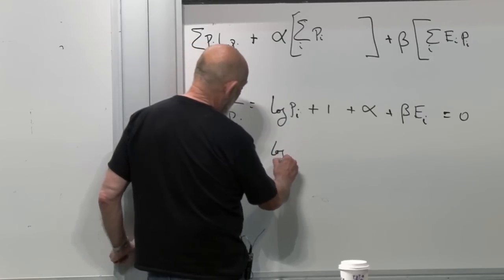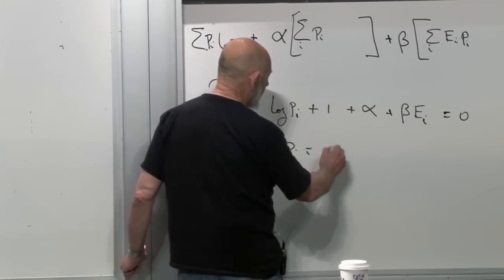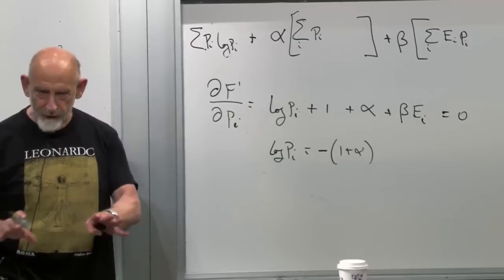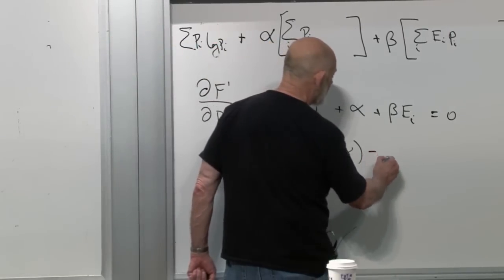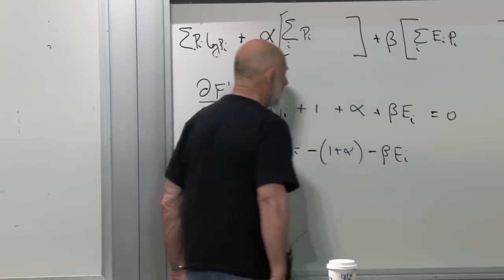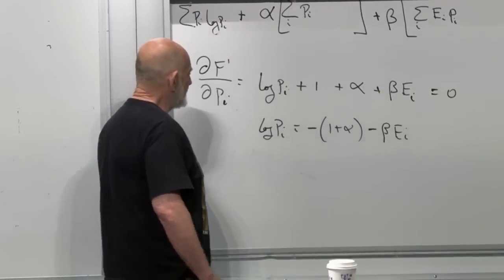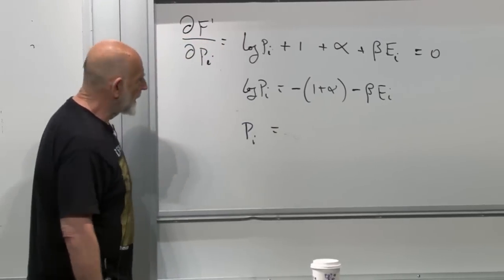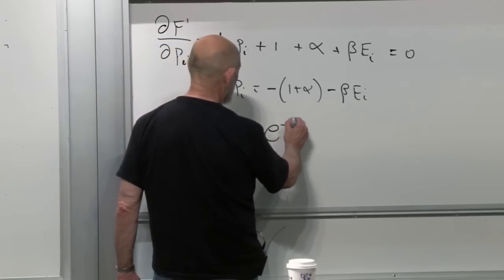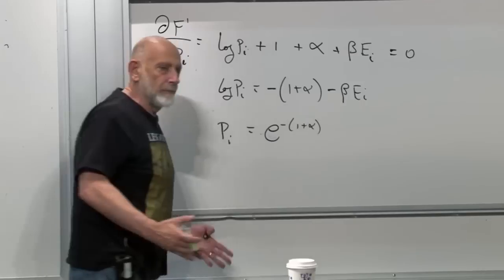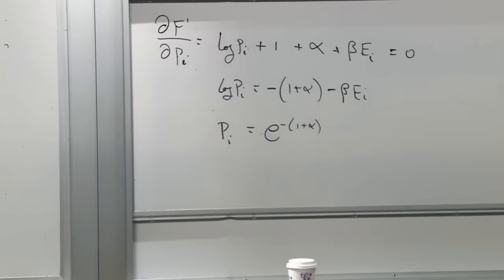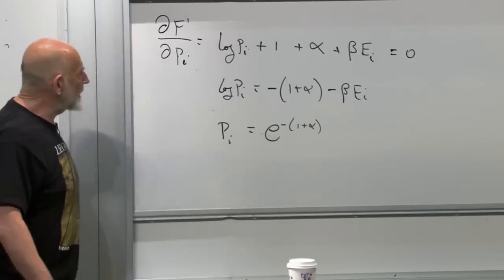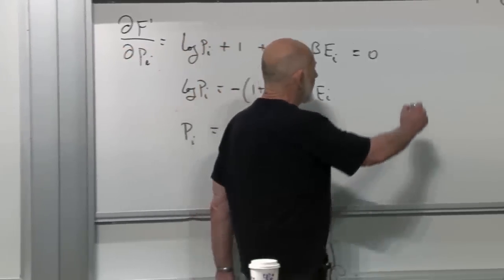Let's write it as log pi equals minus 1 plus alpha. That's a number now. We haven't figured out what alpha is yet, but we'll figure it out soon enough. Minus beta ei. And what does that tell us that pi is? We exponentiate, right? So it's first of all e to the minus 1 plus alpha. Well, that's a number. I'm going to call it by its standard name. Its standard name is just 1 over z.